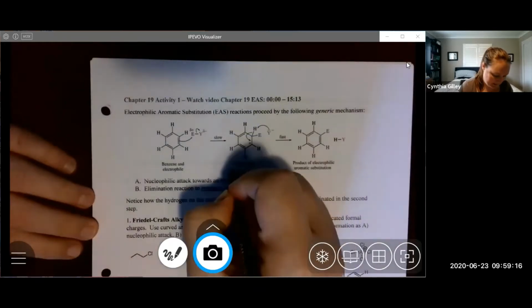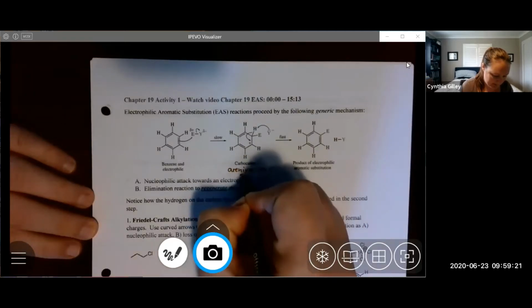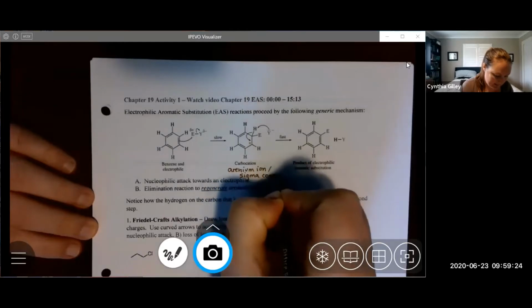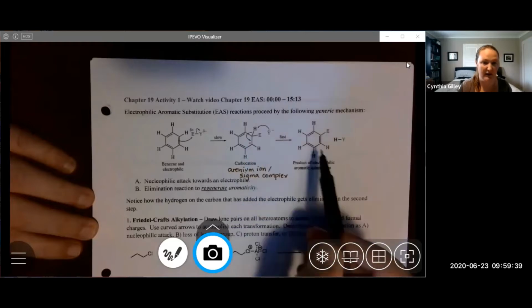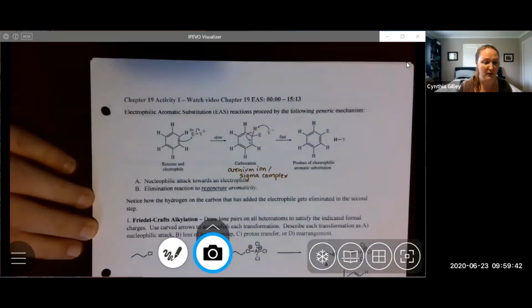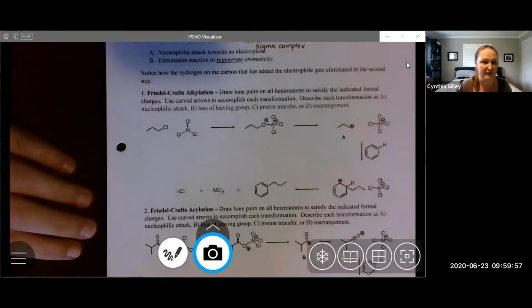It has a name, it's called the arenium ion, also sometimes called the sigma complex. It's resonance stabilized, so even though it's not aromatic, it still has some stability through resonance stabilization. And it will quickly lose a proton at the same carbon where the electrophile added in order to regenerate a pi bond and regenerate the aromatic ring. So overall, it's an energetically favorable reaction because it starts aromatic and ends aromatic, even though the intermediate is not aromatic. Let's look at some specific types of electrophilic aromatic substitutions.